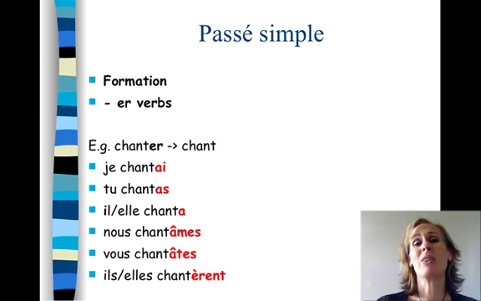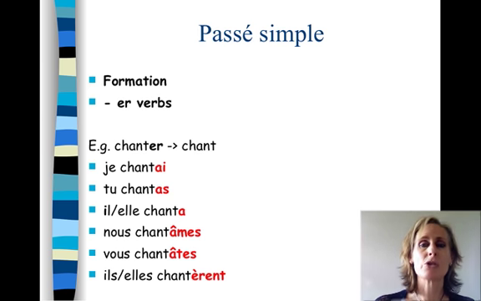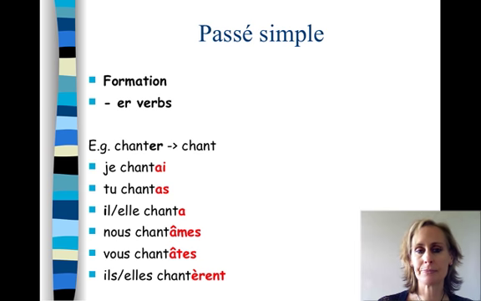ai, as, a, well, they are the same endings as you would use for the future. But of course, if you're conjugating something in the future, you would use the infinitive or the future stem. So it would look very different, of course. It would be chanterai, chanteras, chantera. That would be the future. So you can tell straight away that it's not the future, that it is in fact the passé simple. Je chantai, tu chantas, il, elle chanta.